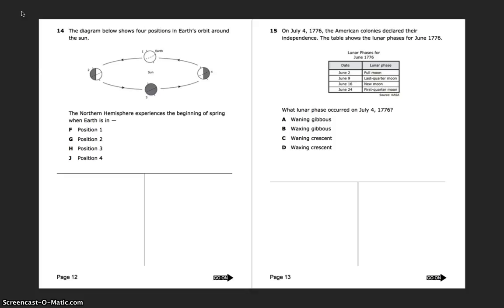Number 14. The diagram below shows 4 positions in Earth's orbit around the sun. The northern hemisphere experiences the beginning of spring when Earth is in F. Position 1, G. Position 2, H. Position 3, J. Position 4.